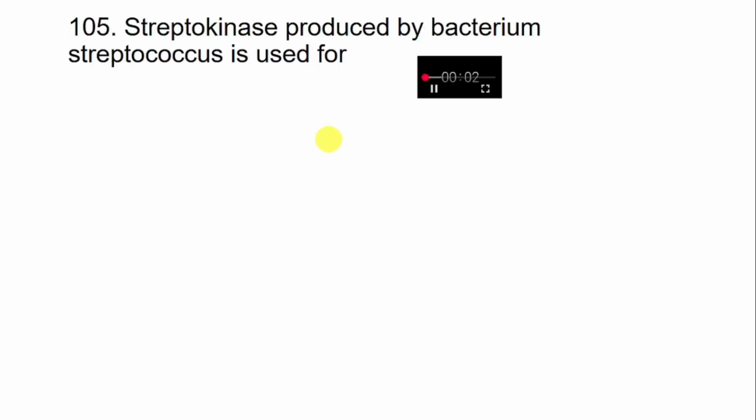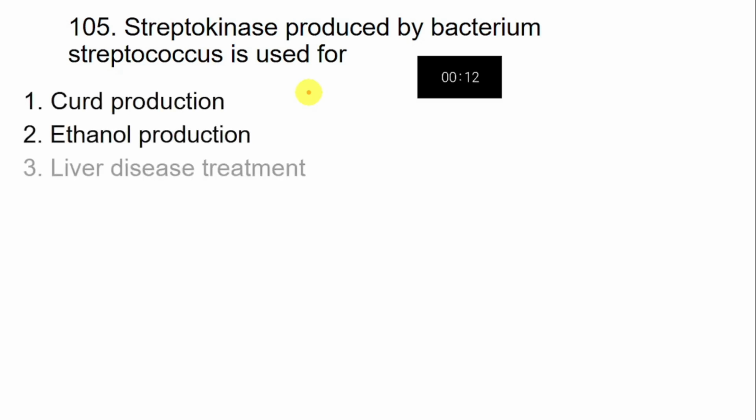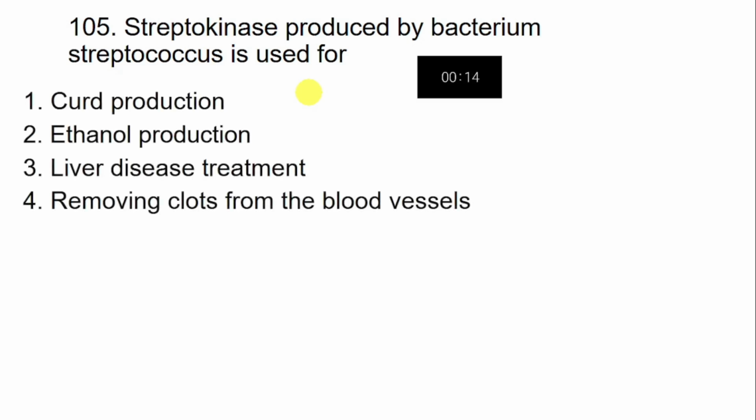Next one. Streptokinase produced by bacterium Streptococcus is used for. So this is also a straightforward question. It is a clot buster. It is used for dissolving clot, removing clot from blood vessels. Option 4.